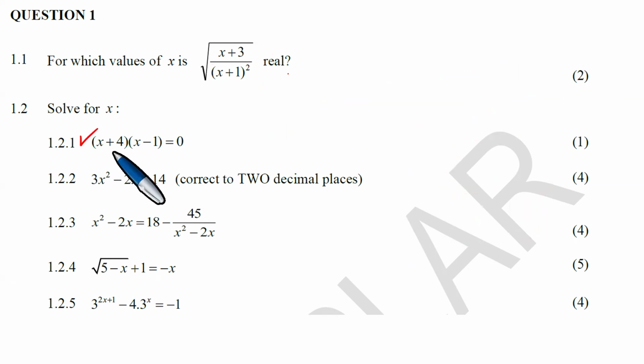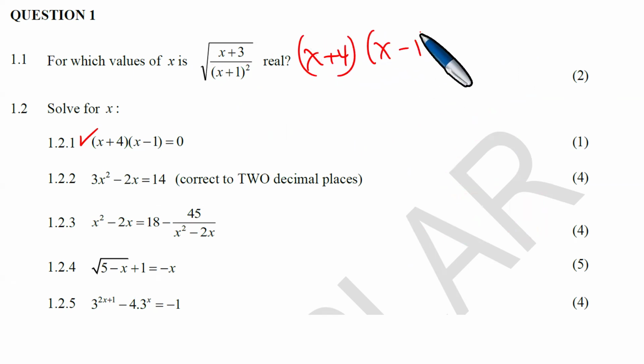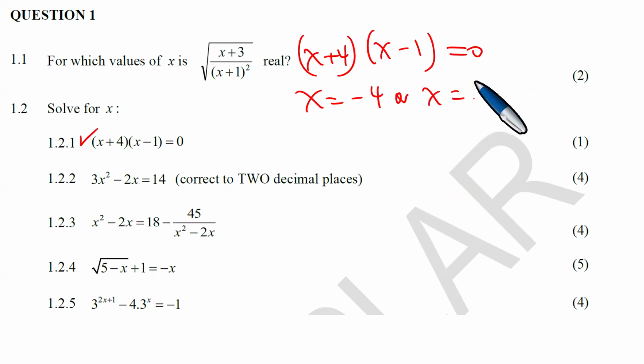1.2.1. Solve for x if this is the case: x plus 4, x minus 1. Okay, what are the values of x here? x is minus 4 or x is 1. So those are the values of x in the case of 1.2.1. Next question.